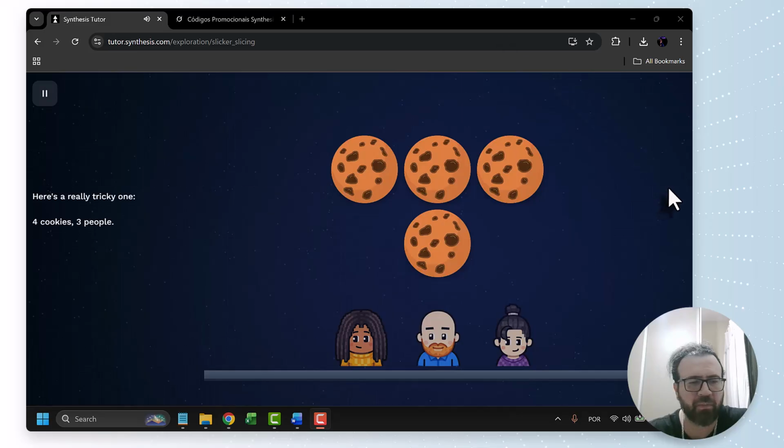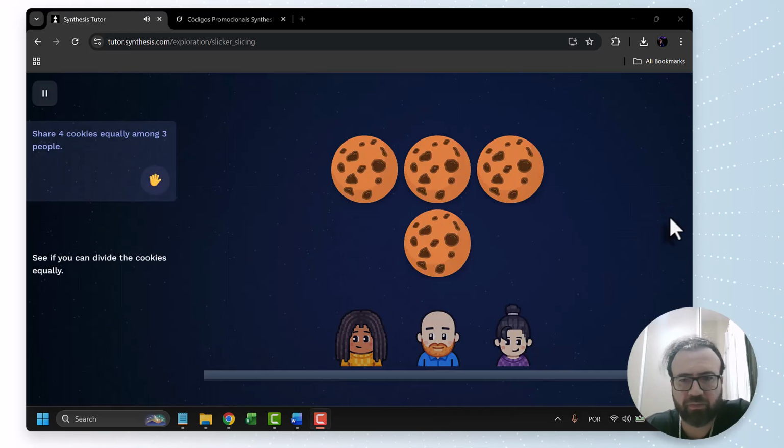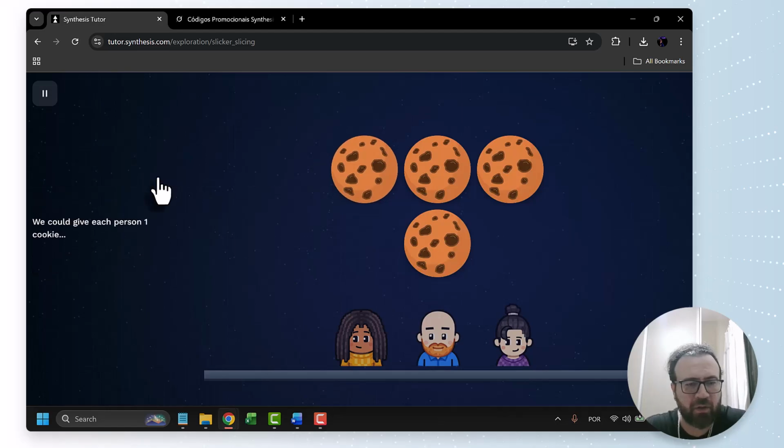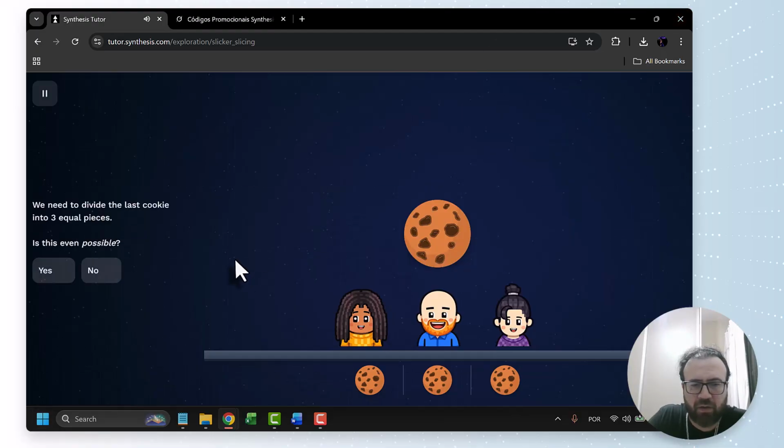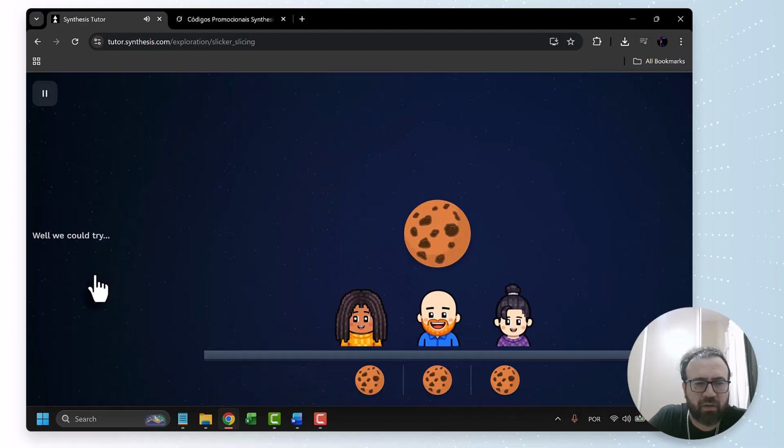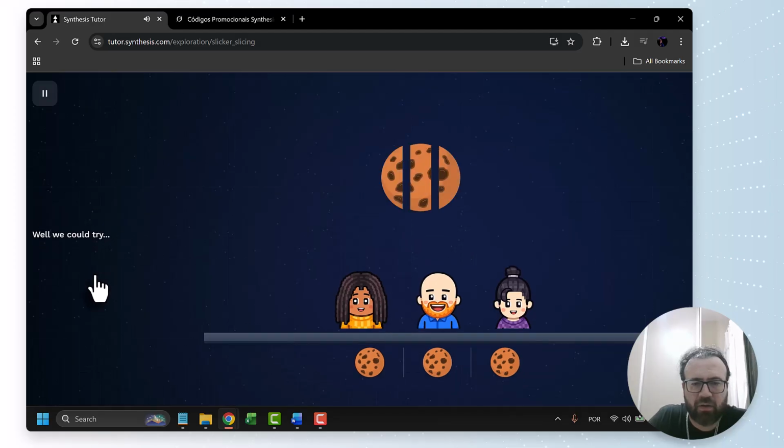Here's a really tricky one. 4 cookies, 3 people. See if you can divide the cookies equally. We could give each person 1 cookie. But now there's a problem. We need to divide the last cookie into 3 equal pieces. Is this even possible? Well, we could try.